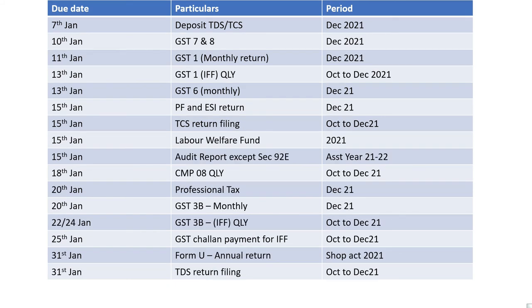Next, 31st January, under the Karnataka Shops Act, if you are registered under the Shops Act, then you have to file an annual return called Form U. In this, you have to describe how much salary you paid to male and female employees, how much bonus, whether maternity leave is given or not. So everything related to labor comes under this Form U category.